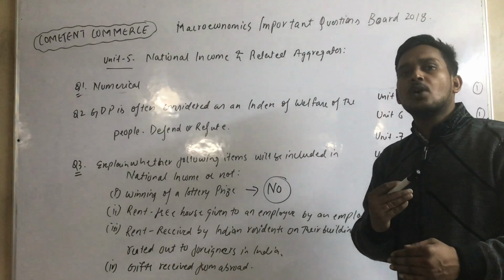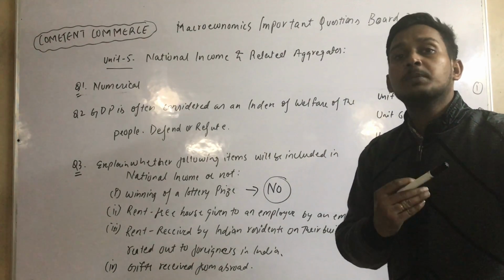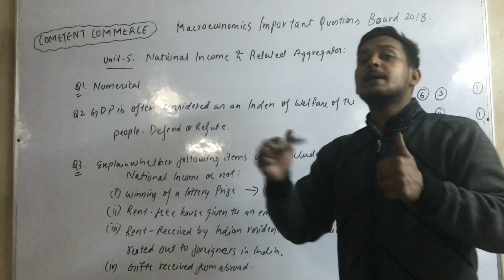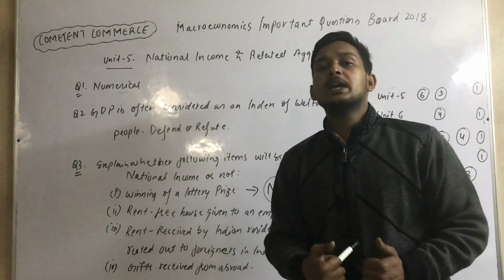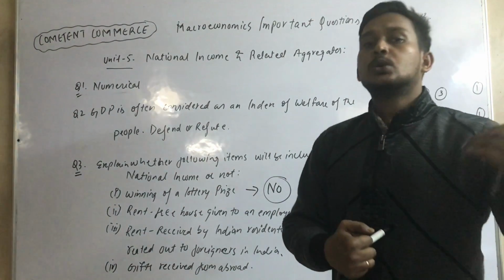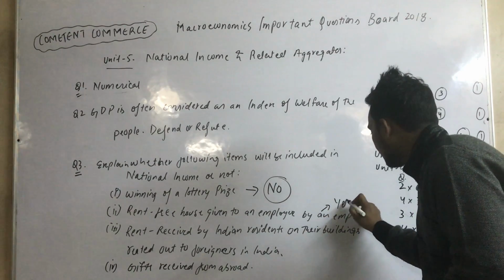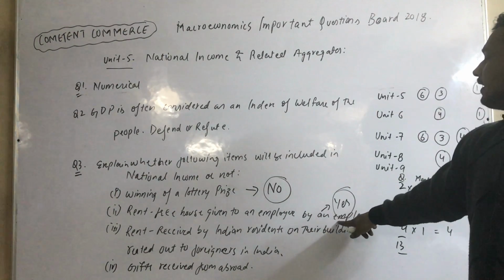Why? When an employer is giving a house to his employee to live in, that means he is compensating him. That means it is a part of compensation of employees, social security benefits which are being provided by the employer to his employee. Thus, this second will be included in calculating national income because it is a part of compensation of employees.